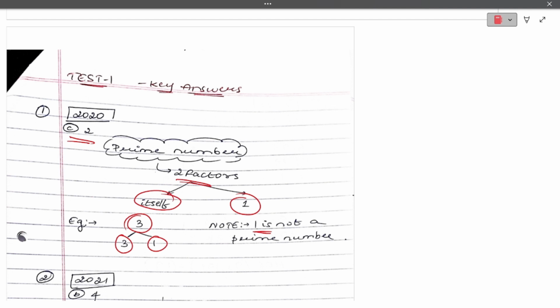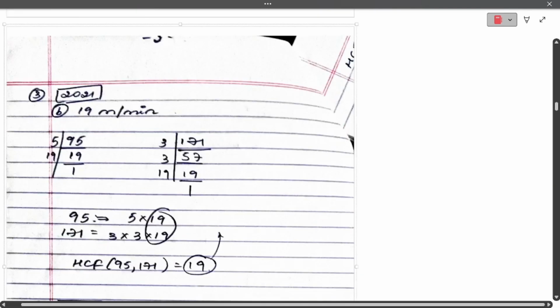This was asked in the 2020 exam question paper.